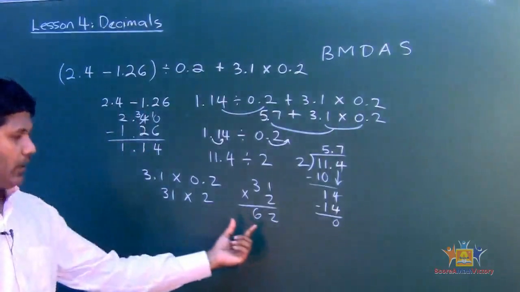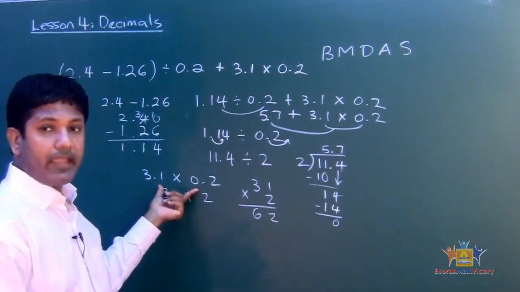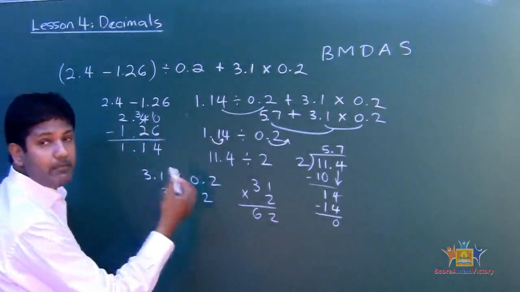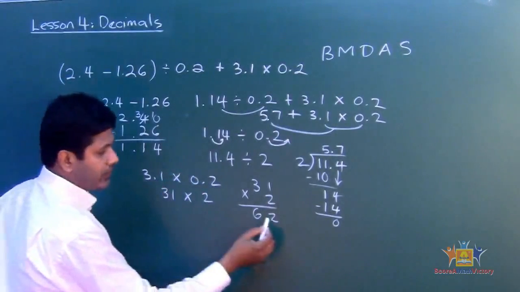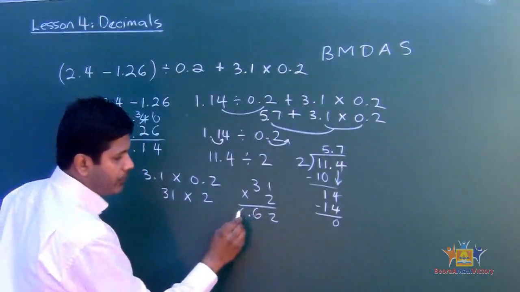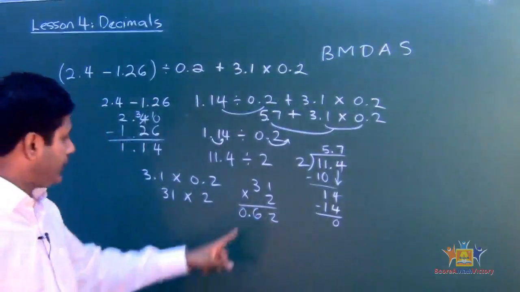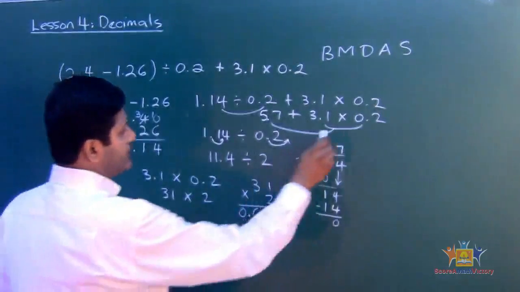Now, are we done? No, because remember the decimal? What we said? Forget now, remember later for multiplication. So we're going to find out how many digits are behind the decimal. 1, 2. There are 2 digits. So we're going to count again. 1, 2. That means I'm going to put the decimal right there and then put a 0. So 3.1 times 0.2 is equal to 0.62.